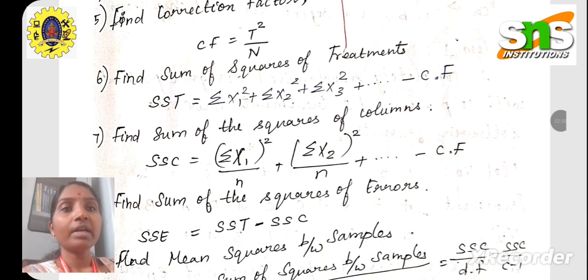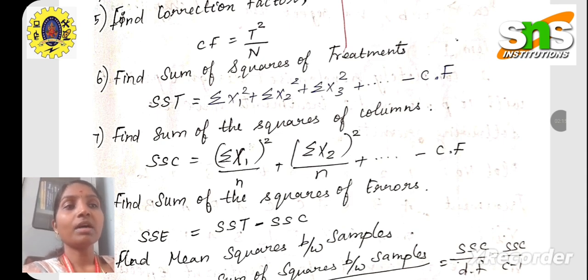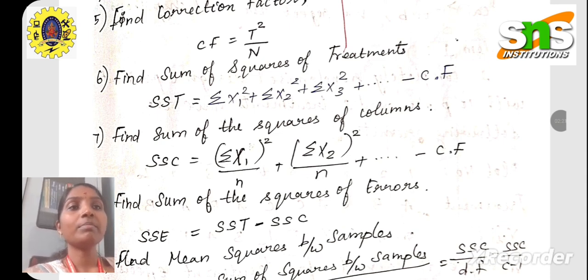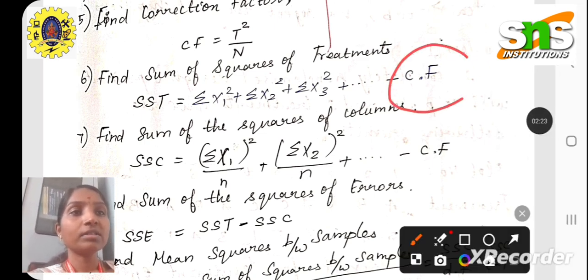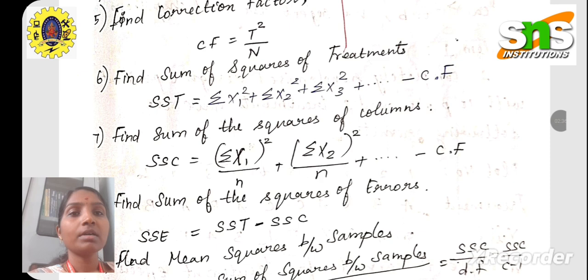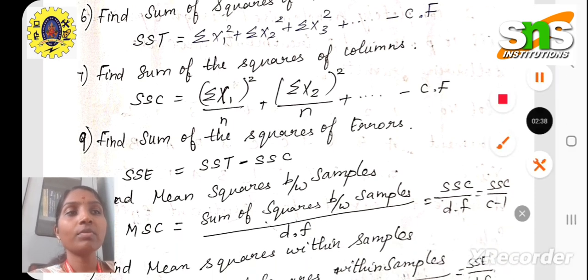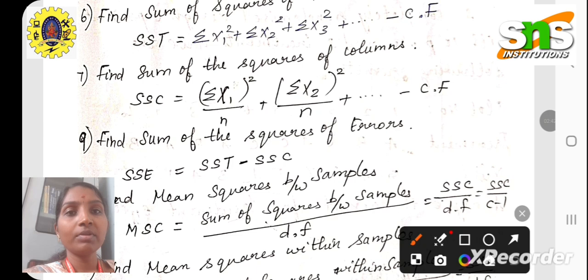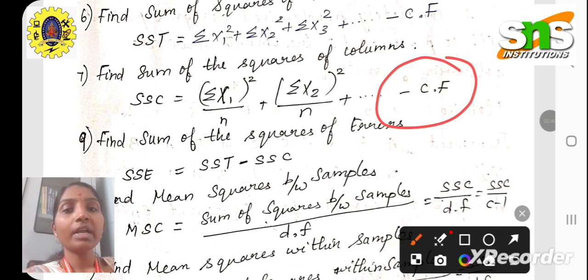And in the sixth step, we will be finding the sum of the squares of the treatments, which will be denoted by SST, which means sum of the squares of the treatments. It is equal to summation of x1 square plus summation of x2 square plus summation of x3 square plus so on, minus the correction factor. Here the correction factor is very important, because if we leave out the correction factor or an error occurs in it, we will carry that error over the procedures followed. And in step number 7, we will be finding the sum of the squares of the columns, SSC, where the number of columns in the given problem is considered. Here also we will be reducing by the correction factor. The correction factor plays a predominant role in all of the procedure steps.